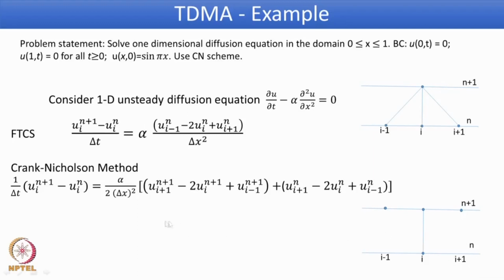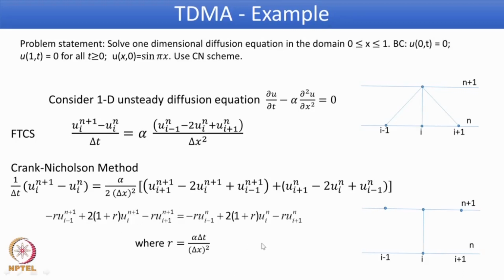Now, we can rewrite this specifically for the sake of writing code. R is a new variable defined as alpha delta t by delta x squared, and all these n plus 1 values are to be determined. So, we take all of them onto the left hand side and all quantities with a superscript n are known from the previous time level and they are taken to the right hand side. This equation needs to be solved when you apply the Crank-Nicolson scheme. Now, if you put this in the form of a matrix.